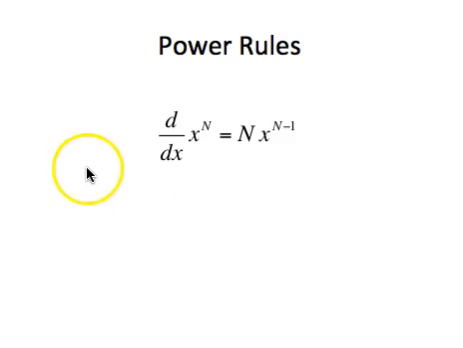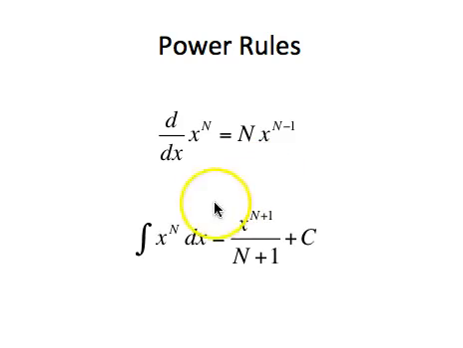Now for derivatives, we recall that the derivative of x to the n was nx to the n minus 1. Like the derivative of x cubed is 3x squared. The derivative of x to the 7th is 7x to the 6th. To reverse that process, the antiderivative of x to the n is x to the n plus 1 divided by n plus 1, plus c. This is going to be a very important rule for us to use.